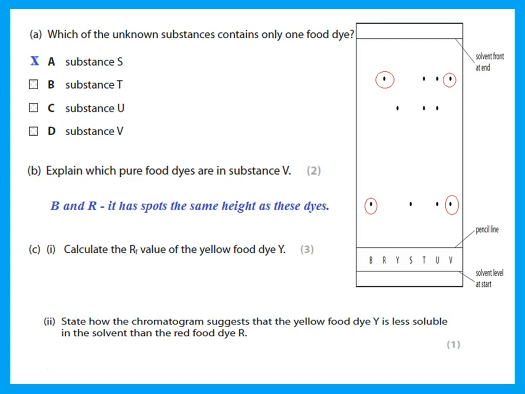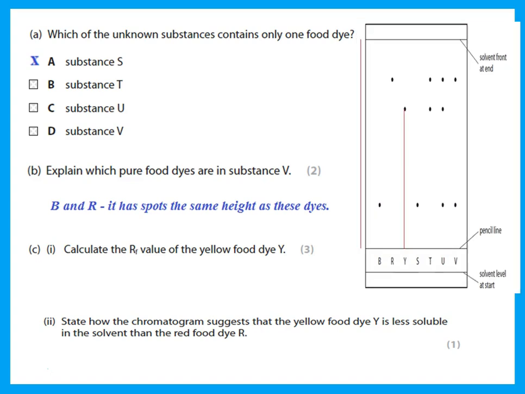Calculate the RF value of the yellow food dye. How do we calculate RF value? He wants the RF value of Y. Where is Y? The RF value is the distance traveled by the spot divided by the distance traveled by the solvent. So from the pencil line, you measure from the pencil line to the spot divided by from the pencil line to the solvent front, and that comes out to be 0.7.